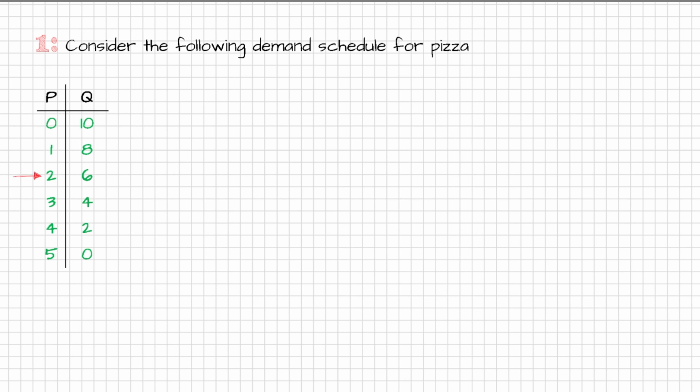When the price is 2, the quantity demanded is 6. When the price is 3, the quantity demanded is 4. When the price is 4, the quantity demanded is 2. And when the price is 5, the quantity demanded is 0.